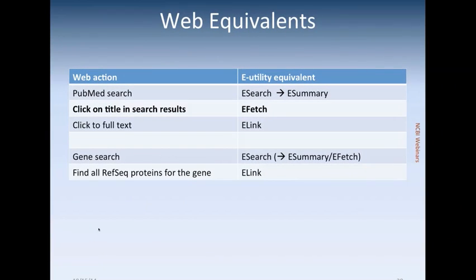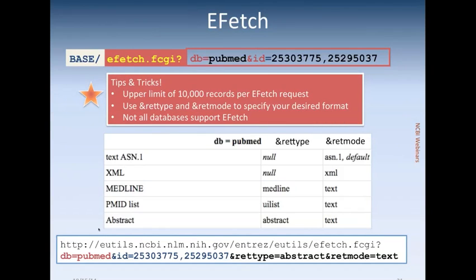Again, the web equivalent is just clicking on a result. You click on an item in your result, you get the record. That's what eFetch does. Now, how do you do eFetch as an API call? Well, it's pretty similar to summary. Quite honestly, you say efetch.fcgi, and then you give it the database, db equals pubmed, and again, you give it IDs.